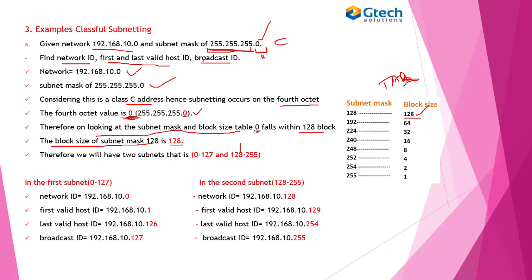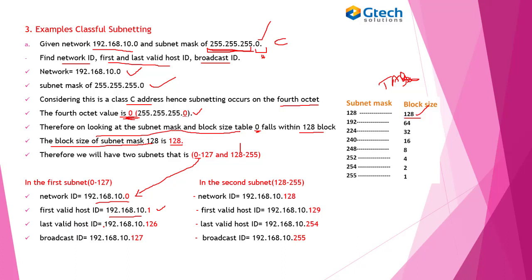Okay, so let's solve this question. In the first subnet, having a range of 0 to 127, the network ID will be 192.168.10.0. We take this value and put it here. So the first valid host ID will be the next value. We will start assigning host devices from this IP address. The first host device will take .1. 0 is the network ID. You don't assign any host device to this IP address.